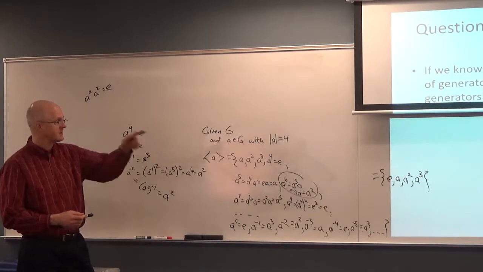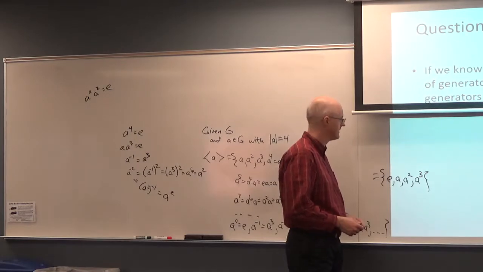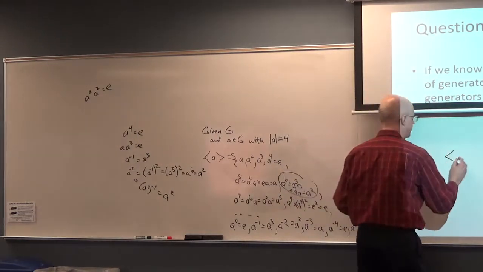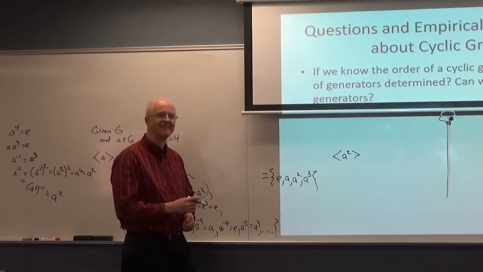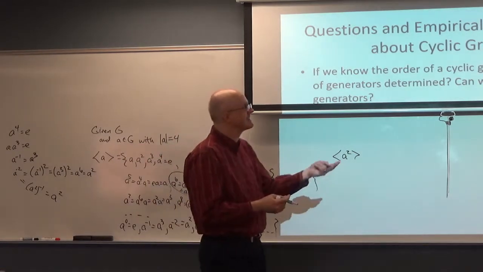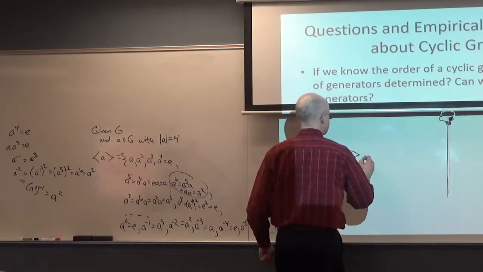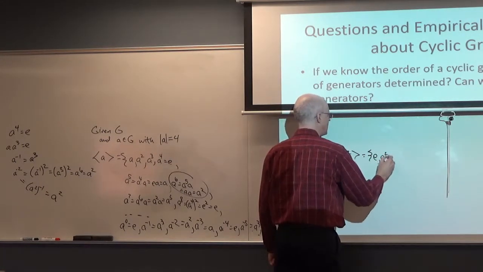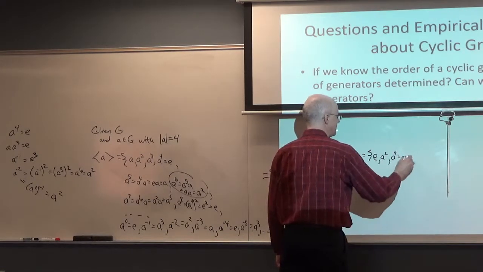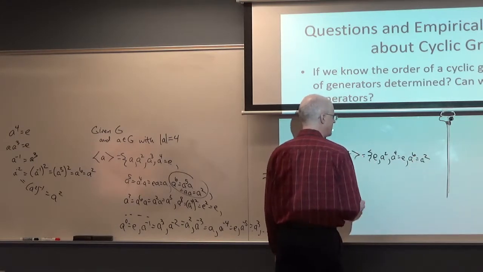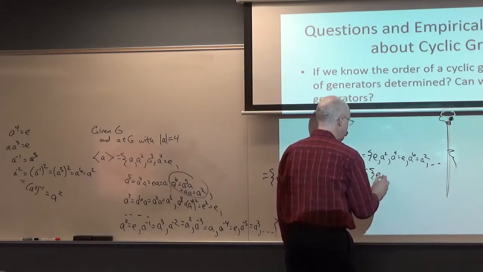Does it have 2, like those other ones did? A is a generator. Is a squared a generator? What do you think? Take a guess, without even doing calculations. No, it's not. It's analogous to the fact that in Z4, 2 is not a generator. The cyclic subgroup generated by a squared is going to consist of integer powers of a squared, like a to the fourth, but that's back to e. A to the sixth is back to a squared. I can consider negative powers too. This is a 2-element set, e and a squared.